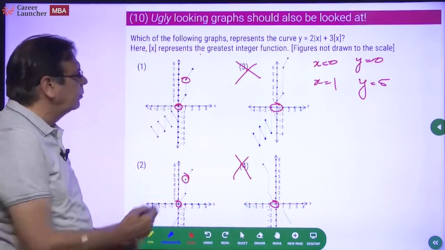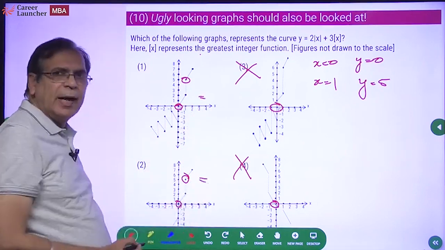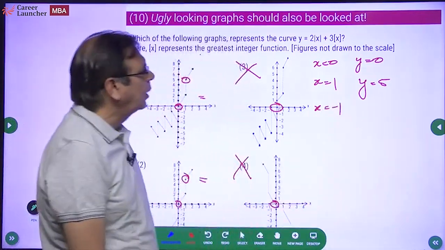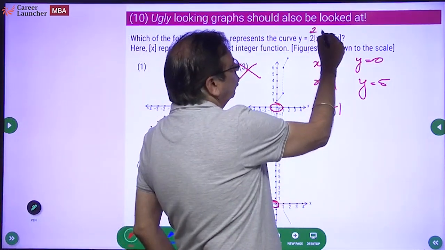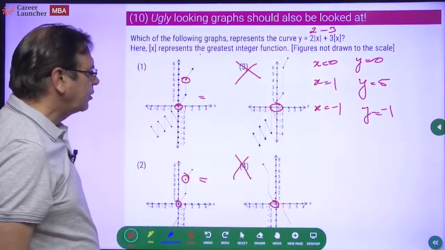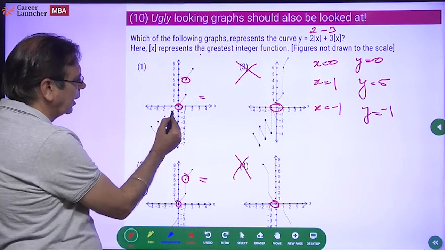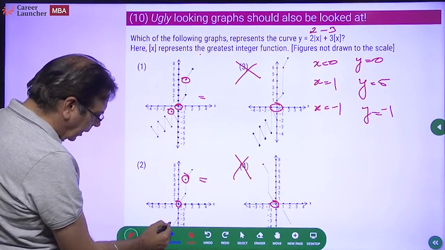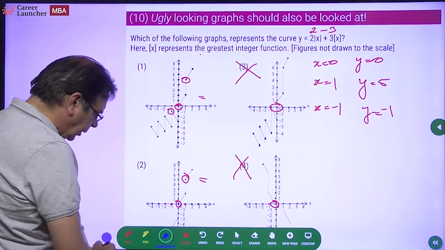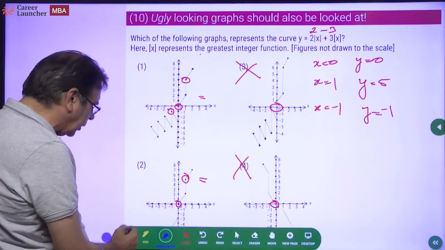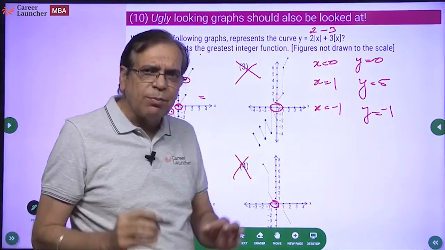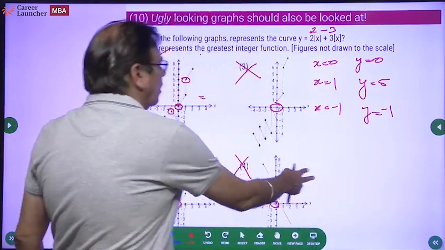Now look at these two graphs. Both of them are identical on the positive side of x-axis. So take a negative value. X equal to minus 1, what will that be? That will mean 2 minus 3, minus 1. If x is minus 1, y should be minus 1. X is minus 1, y is going down somewhere. So that means this particular choice is going to be wrong, correct answer, choice 1. Okay, so remember, graphs means substitution of values, nothing else.